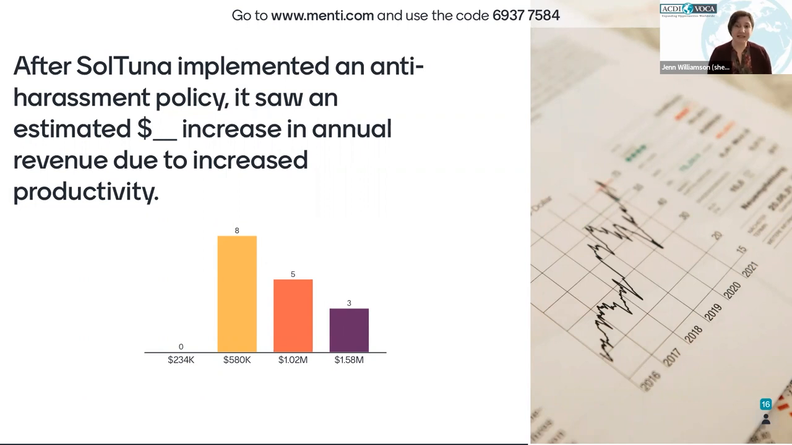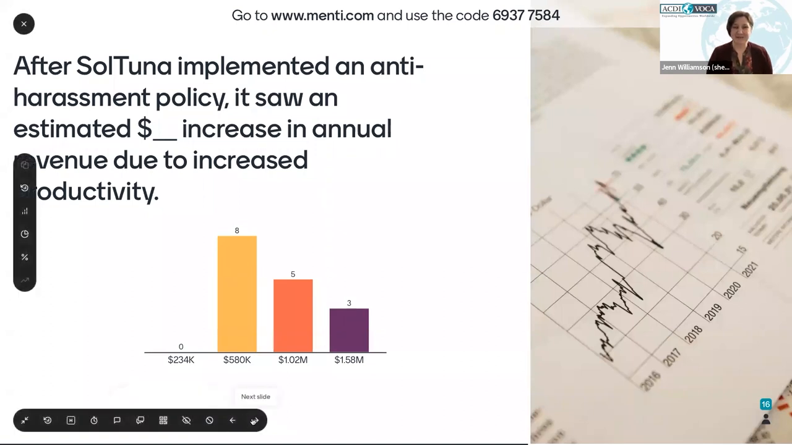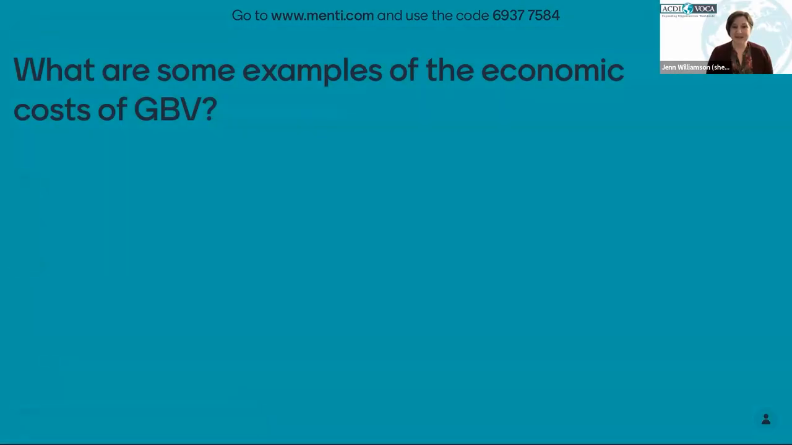So there are not only significant costs to having gender-based violence, but significant benefits to addressing it. So one more slide in the Menti. Here, what are some examples that you can think of, thinking about the projects that you support or projects that you've worked with and examples that you've come across? What are some other economic costs that you can think of of gender-based violence in agriculture or market systems projects?